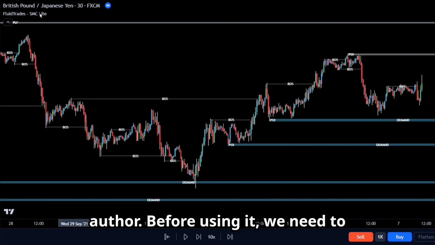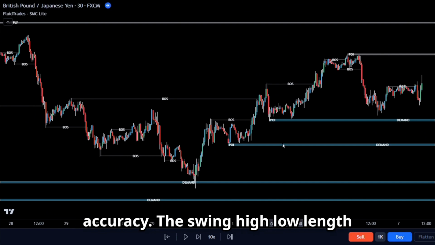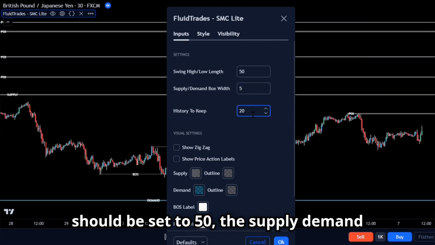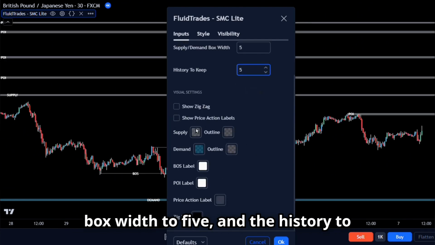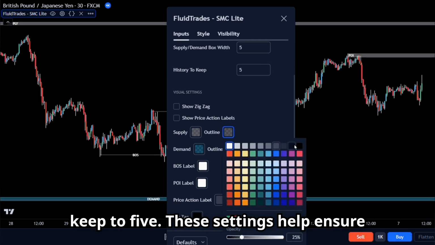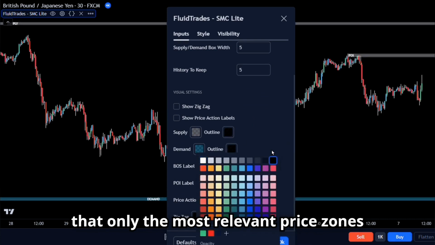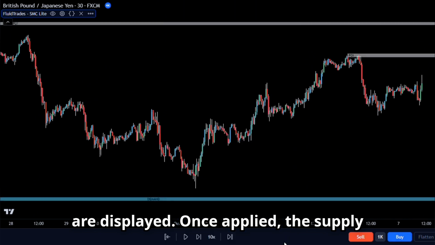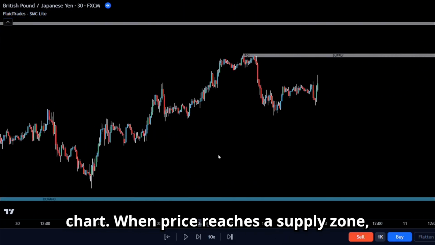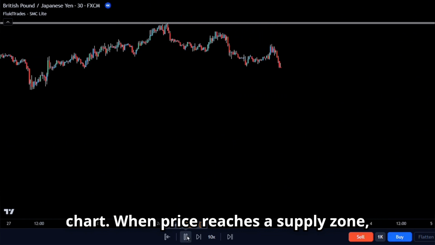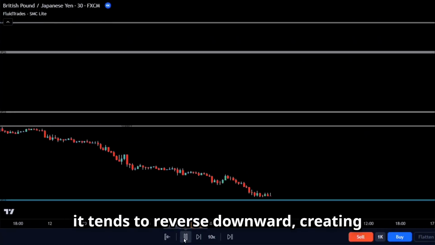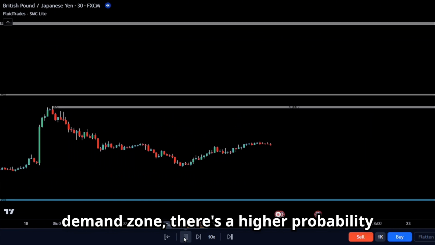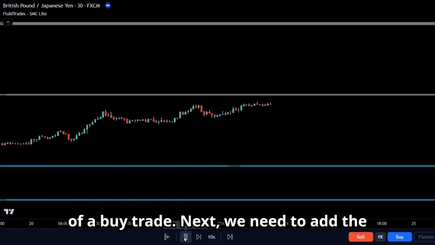Before using it, we need to fine-tune the settings for better accuracy. The swing high-low length should be set to 50, the supply-demand box width to 5, and the history to keep to 5. These settings help ensure that only the most relevant price zones are displayed. Once applied, the supply and demand zones will be marked on the chart. When price reaches a supply zone, it tends to reverse downward, creating sell opportunities. When it touches a demand zone, there's a higher probability of a buy trade.